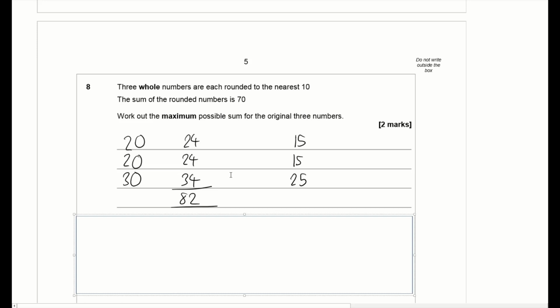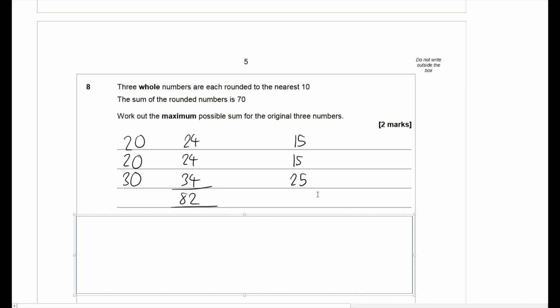It's worth also looking at the alternative in this question, because they could have easily asked you what is the minimum possible sum of the original numbers, in which case each number would end in a 5. So for example, let's say we had 15, 15 and 25. Now if they were all rounded to the nearest 10, we'd get 20, 20 and 30, the same values that we had here. But the original numbers in this context would add up to 55, which is 70 minus 3 times 5.